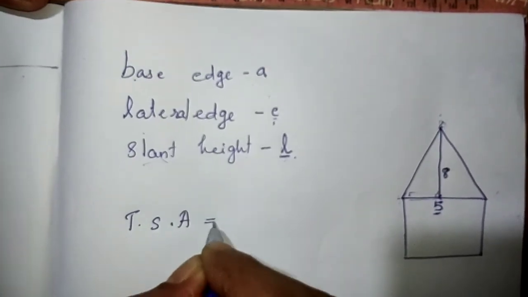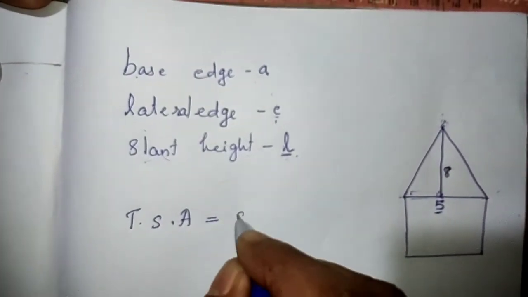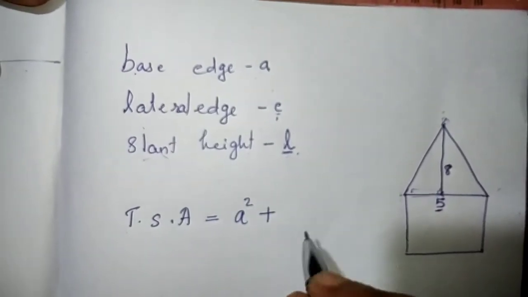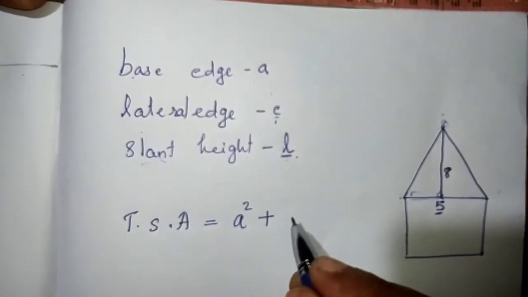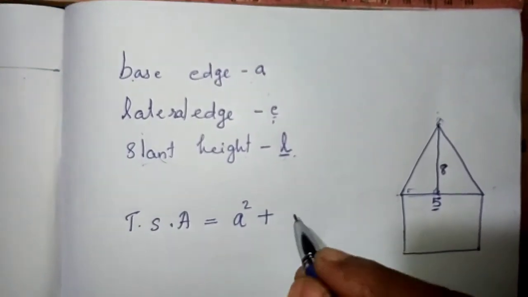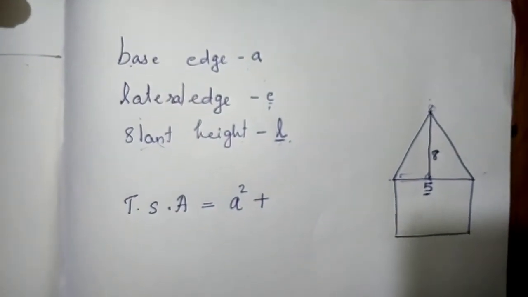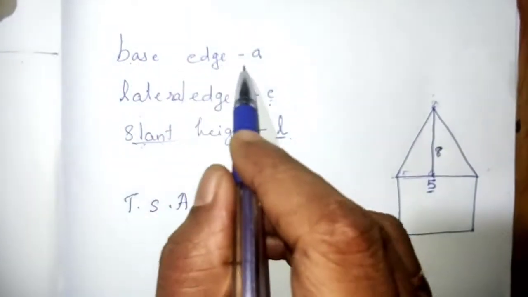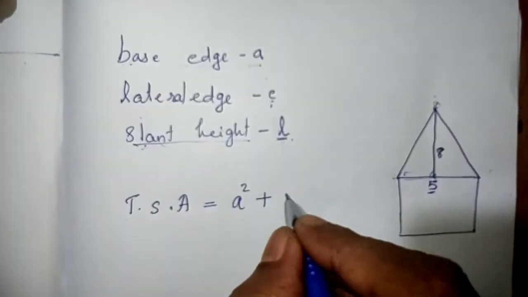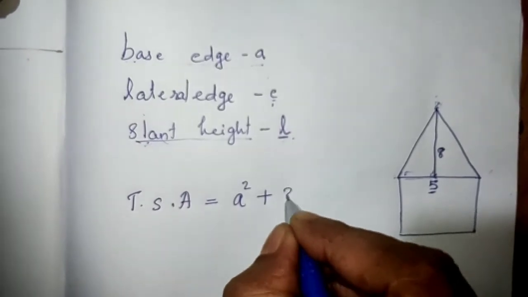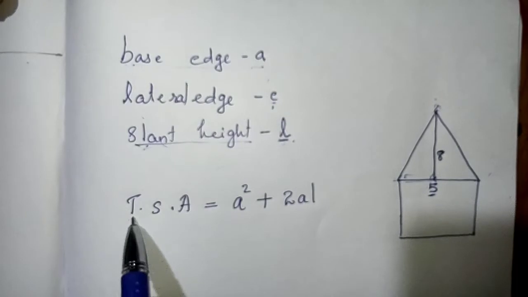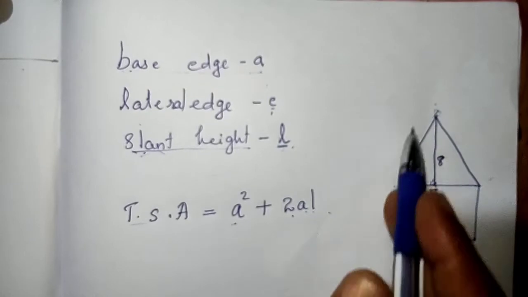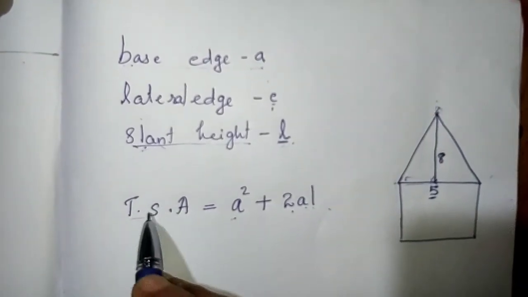Total surface area of a square pyramid is equal to base area plus total lateral surface area. In the lateral surface, we have 4 equal triangles. This is the slant height and this is the base of the triangle. Area of 4 triangles is equal to 2AL. So total surface area is equal to A square plus 2AL. Just substitute these values in the equation, then we will get the total surface area.